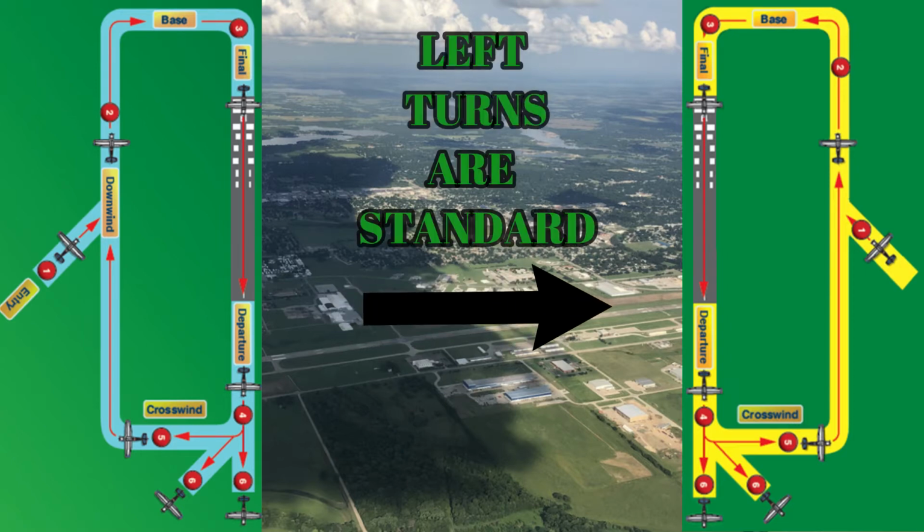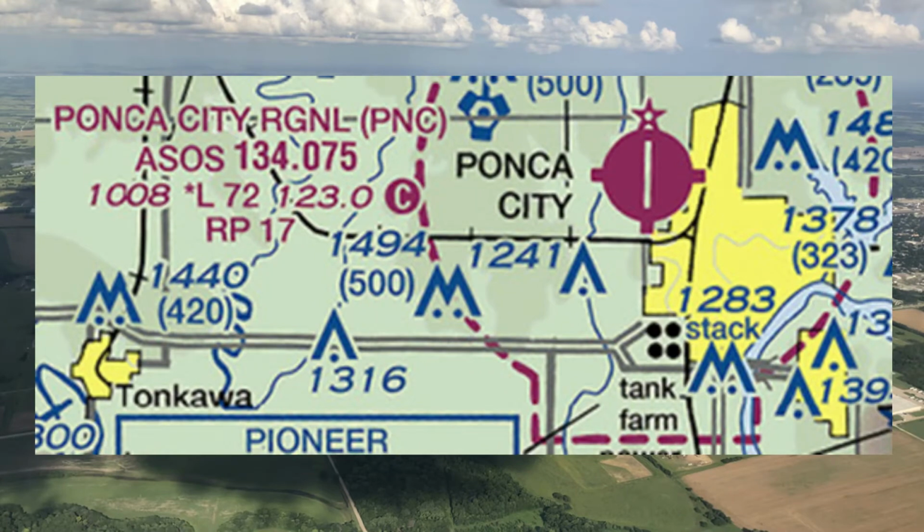Left-hand patterns are standard unless otherwise denoted for a specific runway. At Ponca City, runway 17 uses non-standard right patterns, as denoted by the RP-17 on the last line of the airfield information text. If you flew left-hand patterns to runway 17, you'd be flying low over a densely populated part of the town, southeast of the runway, which is not desirable for safety and noise abatement considerations.